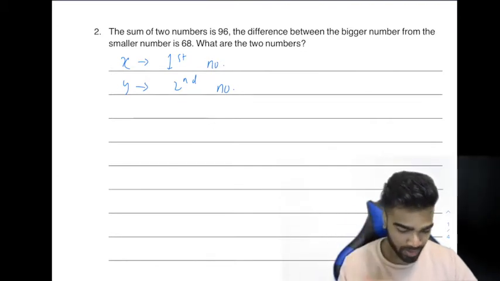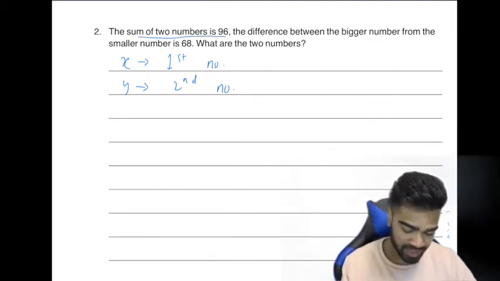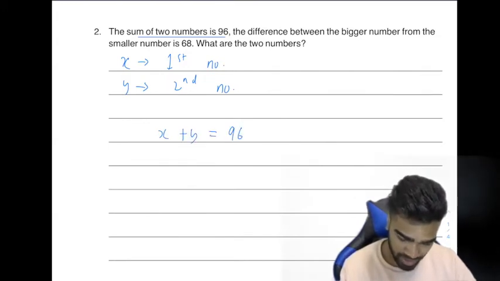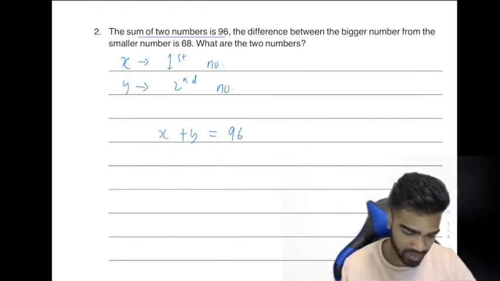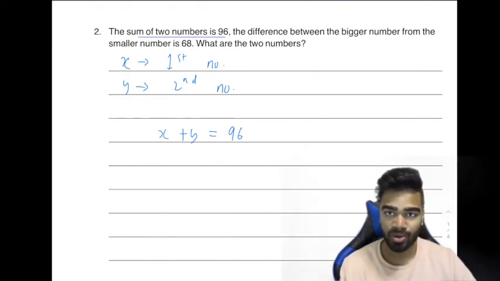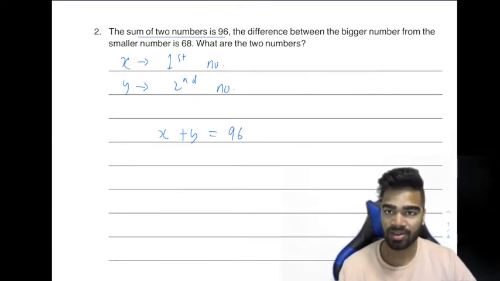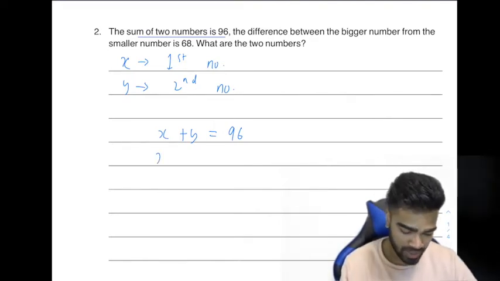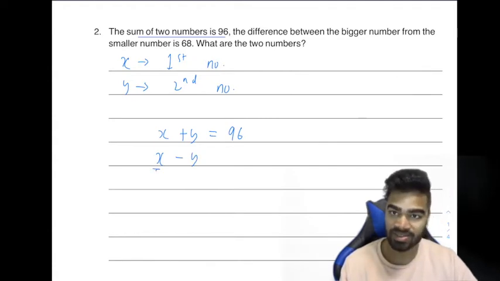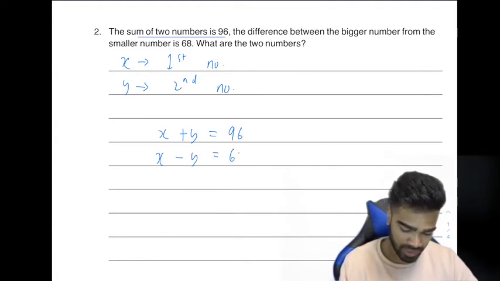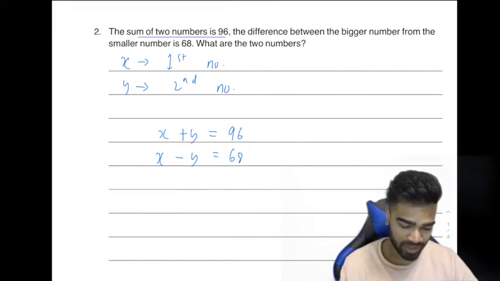So we know that the sum of two numbers is 96, so x plus y is going to be 96. Next, we know the difference between the bigger number and the smaller number is 68. Now, we don't know if x is bigger or y is bigger until we find out the values of x and y. So we can just write x minus y, assuming x is the bigger number, is equal to 68. From here you can just solve.